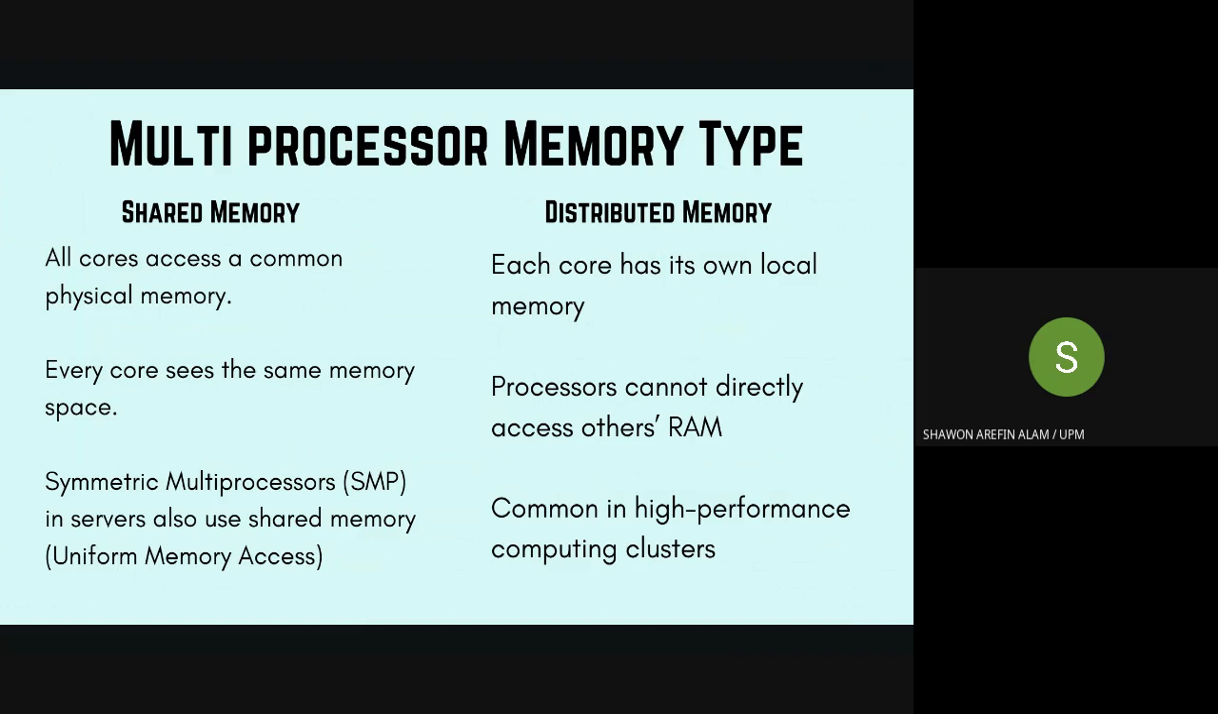In distributed memory, each processor has its own memory, like separate whiteboards. Processors cannot access others' memory directly; they must send messages. This is often used in supercomputers, where processors handle large tasks independently and communicate only when necessary.